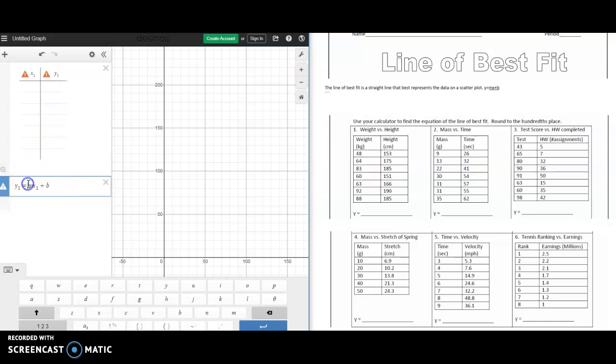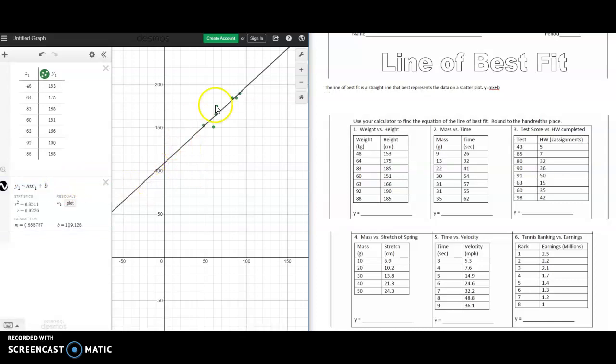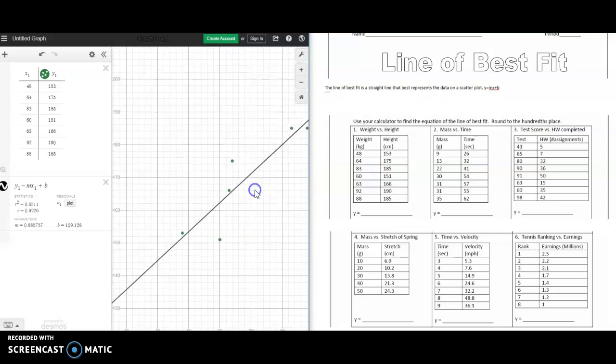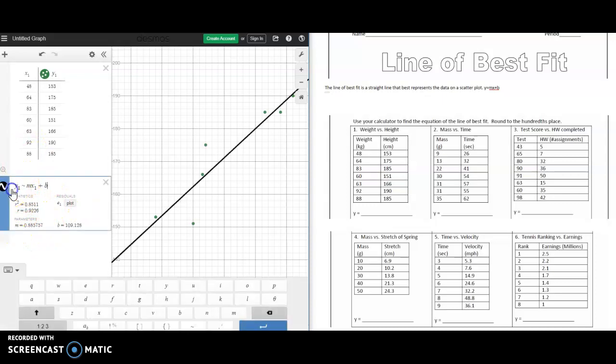However, we want an approximation, not an equal sign, because there's no way that these points are going to be a straight line. So we can't put an equal sign there. We need an approximation. And if we remember, this button means approximation. So this is how you type a line of best fit into the calculator. And as you can see, the calculator gave me this line that goes as best as possible through those points. We will talk about the r squared and the r in just a minute, but this equation gives me the line of best fit.